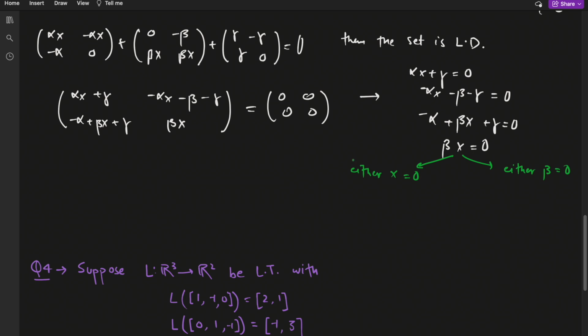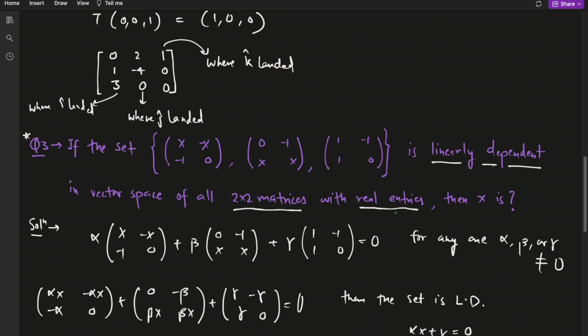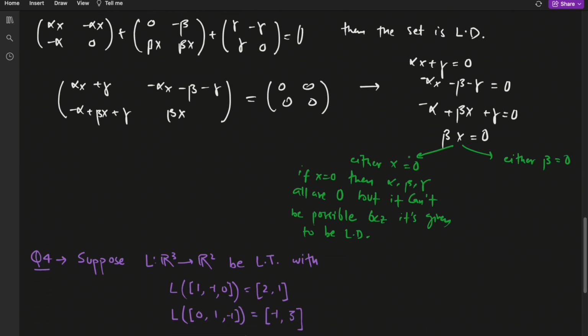So we have seen that if x equals 0, then alpha, beta, gamma are all 0. But that can't be possible, because it's given that these are linearly dependent. Then at least one of alpha, beta, gamma needs to be non-zero, otherwise it will be linearly independent. So hence x cannot be 0, because if x is 0, from the remaining three equations alpha, beta, gamma all become 0, which is not possible since it's given as linearly dependent. Okay, so if that is the case, then beta is 0.